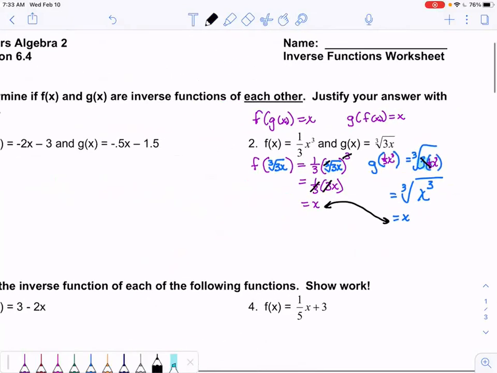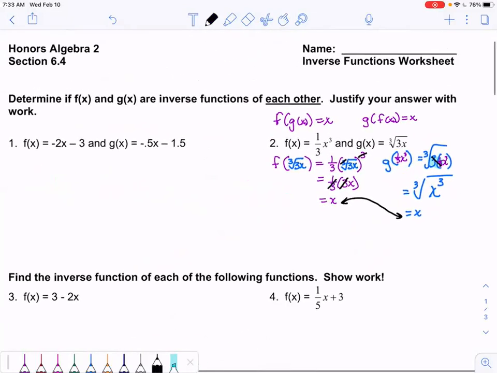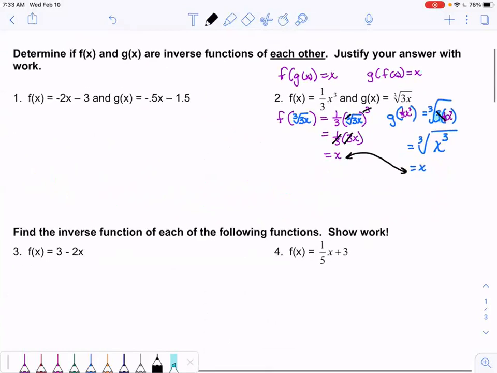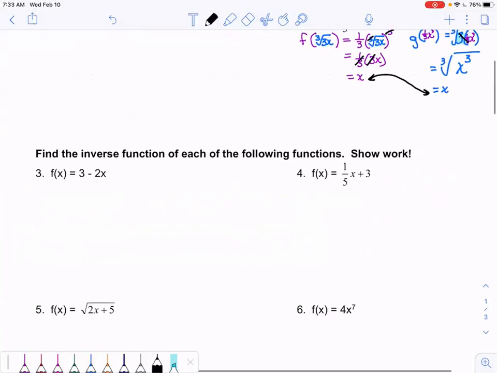So you were supposed to do that for question number 1 as well, to determine if the functions are inverses of each other. Questions 3 through 8? Yeah. That's when you're just finding the inverse by switching x and y. And we're going to do a little more of that today as well. Good question to look at.